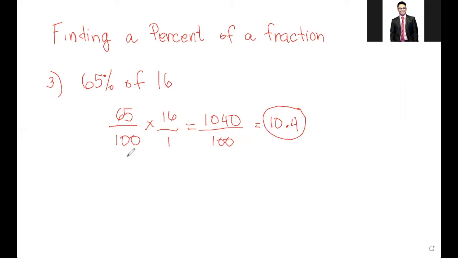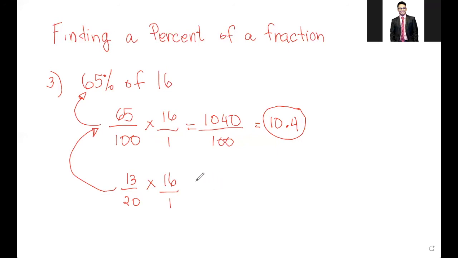And again, we can change 65 over 100 to its smaller value, okay, to its simplest form. So we can easily multiply numbers here. So we can also try 13 over 20. Again, take note that 13 over 20 is the same as 65 over 100, which is also 65%. And then multiplying it by 16 over 1.